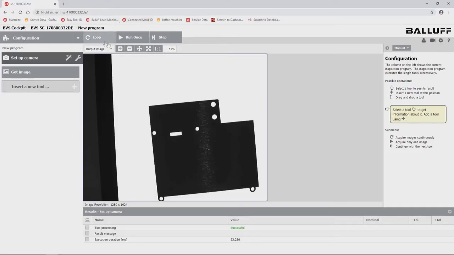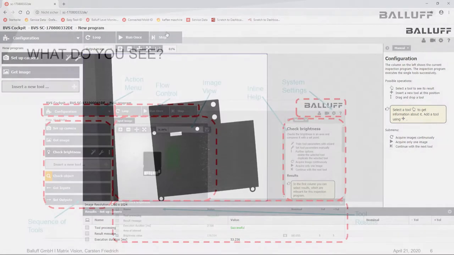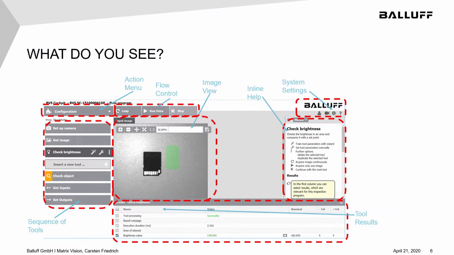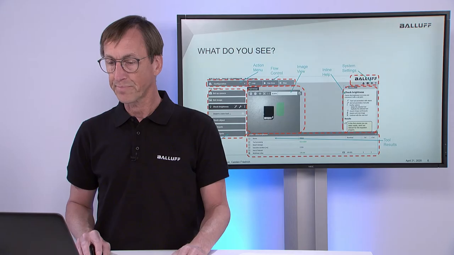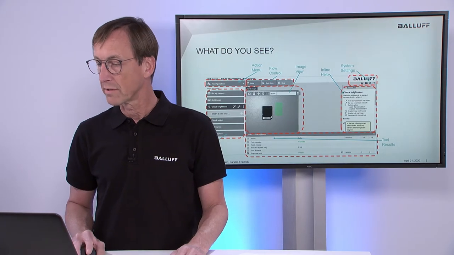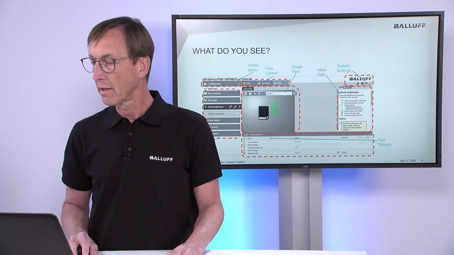This is the flow control. So I start the software, I run it repetitively or go stepwise through each tool. There is the system setup on the top right. And here is, in fact, the flow control, the program, the waterfall. Here is what you configure, the set of tools. This is a live picture. You saw this already. And this is the inline help.